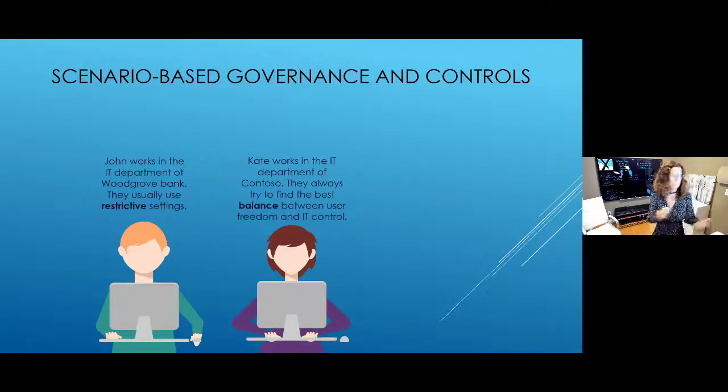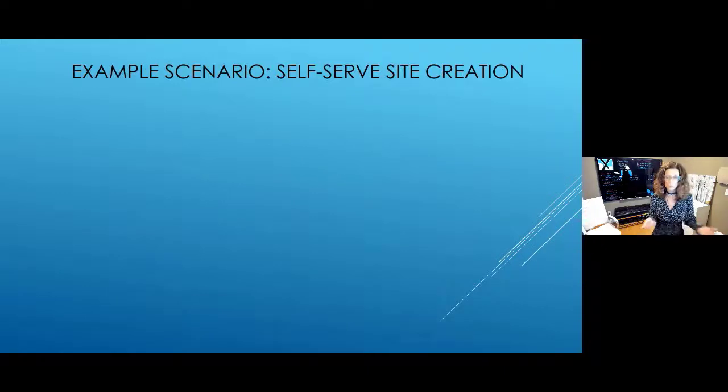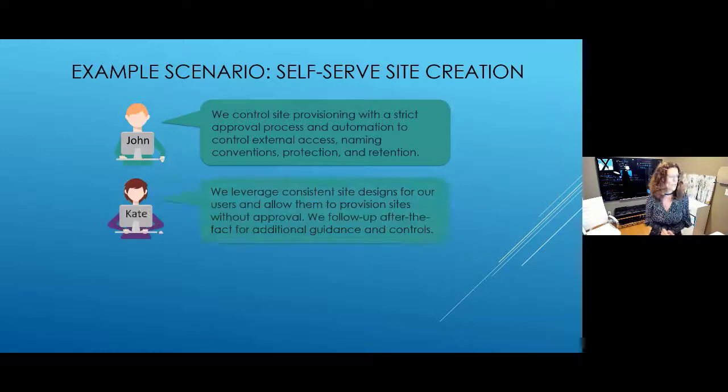There's a restrictive setting, something like a bank. There's an organization that likes to always try to strike that balance, compromising between the controls and the end user experience. And then there's a more agile organization that their focus is on driving productivity. So 3 extreme examples, perhaps, but demonstrate what the controls might look like. So if we look at these 3 personas and self-service site creation, they might treat this very differently. John at the bank, they might have a strict approval process. They got it all automated. They're controlling the names of their groups, and they've got protection and retention applied.